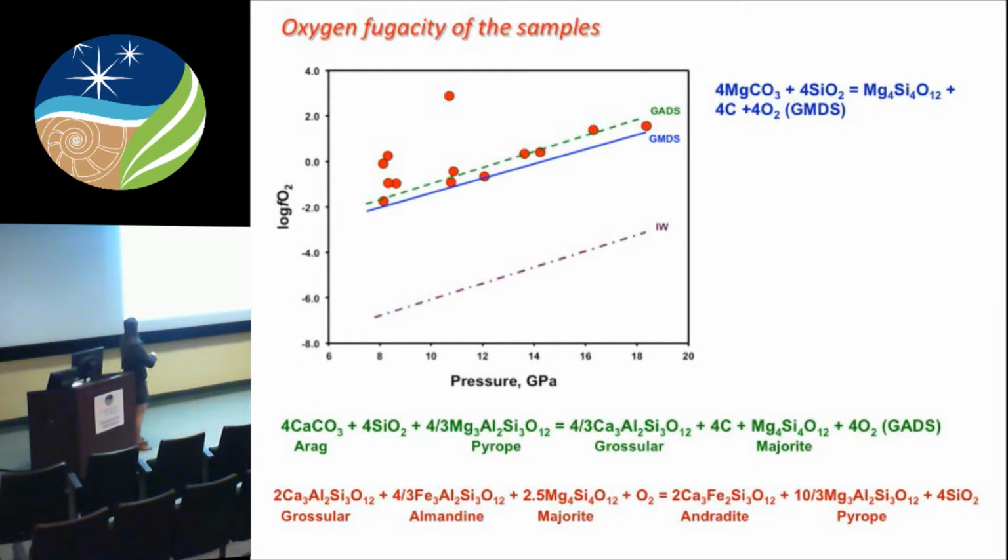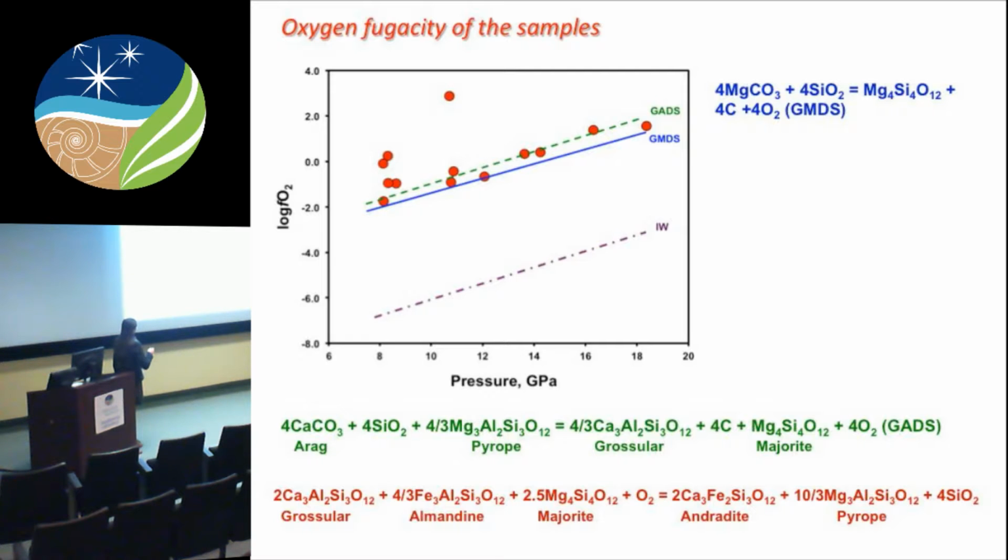And again, using the Holland and Powell database, I come up with these log fO2 values. There is quite a discrepancy at lower pressures due to the very small majoritic component in garnets at those pressures. But generally it looks pretty good.